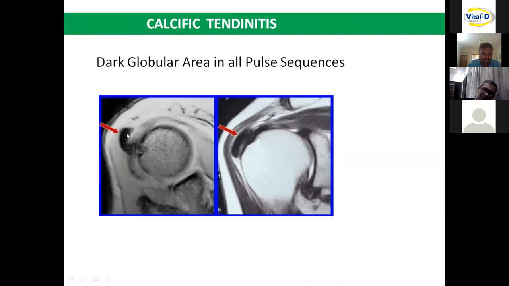You can see that it is dark and globular in all pulse sequences, in all MRI cut sections. You can see that it is dark and globular in appearance in the supraspinatus insertion. No hesitation, you call it calcific tendinitis of this person.